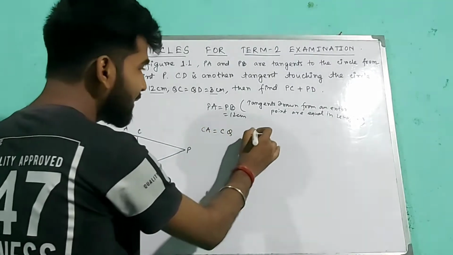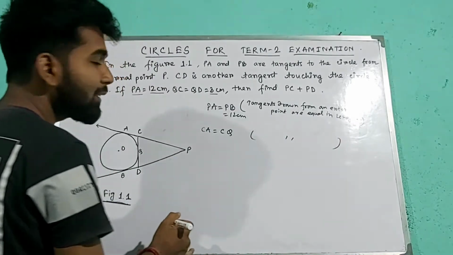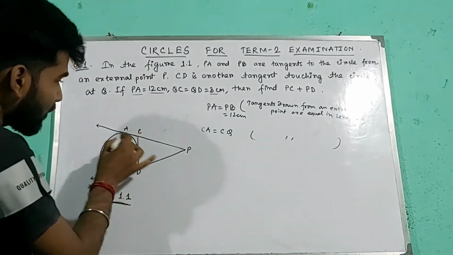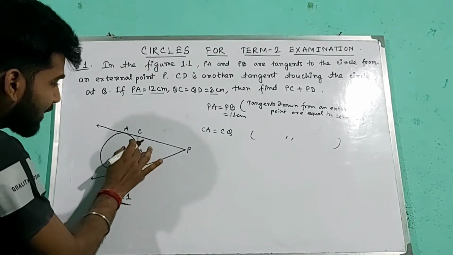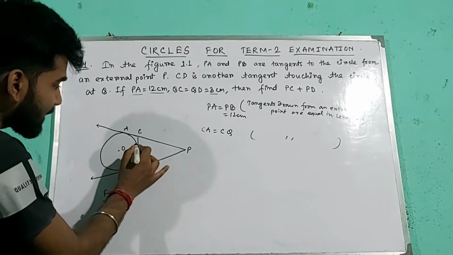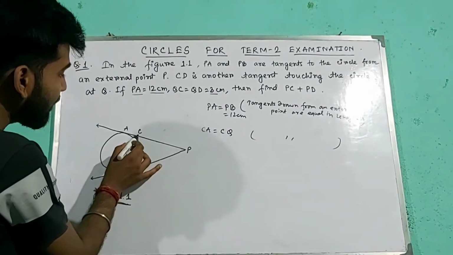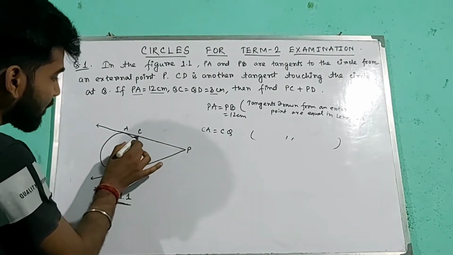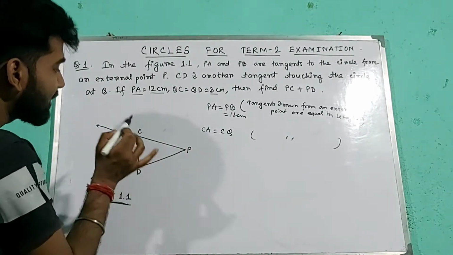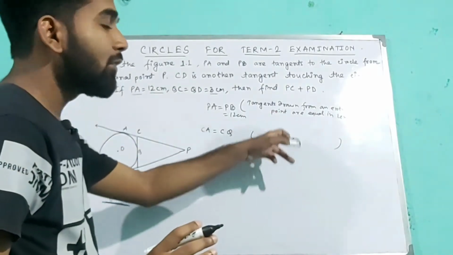What will be the reason? Same reason. The tangents drawn from an external point are equal, that is, the tangents drawn from the same external point to the same circle are equal. Two tangents are drawn, CA and CQ, and they are equal.